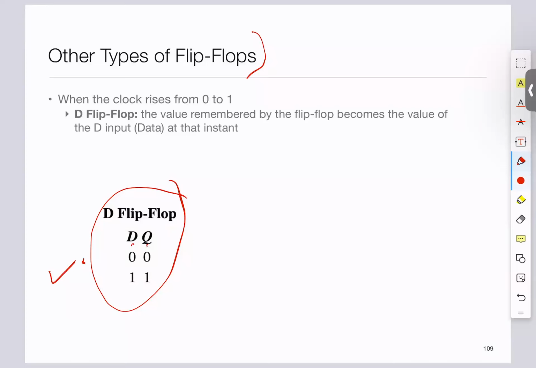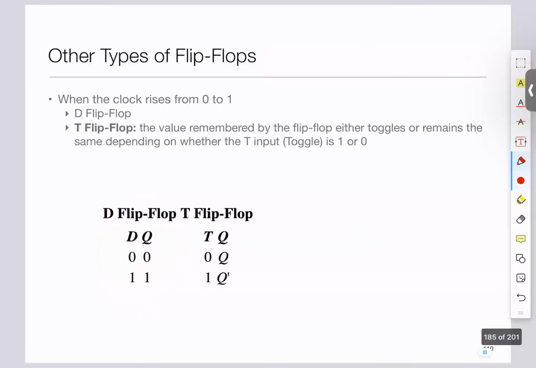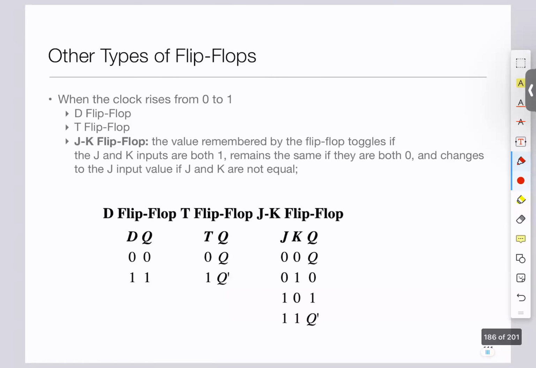But there are some other flip-flops also, and there is one called the T flip-flop. What it does is, if T is high, then the flip-flop flips its value. 0 becomes 1, 1 becomes 0. So in other words, the new Q is the negation of the old Q. And if T equals 0, then Q holds its value. So that's the T flip-flop. We'll come back shortly to this.